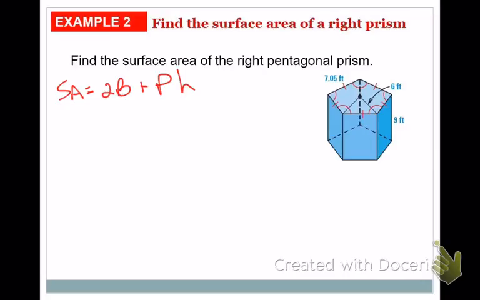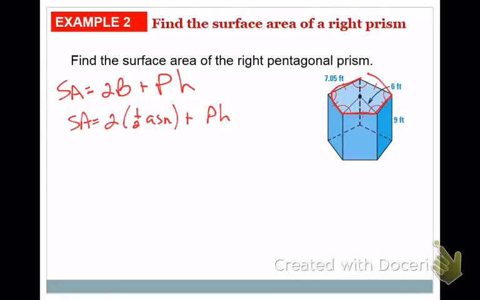So I need the area of this pentagon. It's a regular pentagon. So I'm going to take 2 times 1/2 asn. That's how we find the area of a regular pentagon. Add into it the perimeter of that pentagon times the height of the prism. Okay? Now 2 times the 1/2 asn because there's 2 bases.